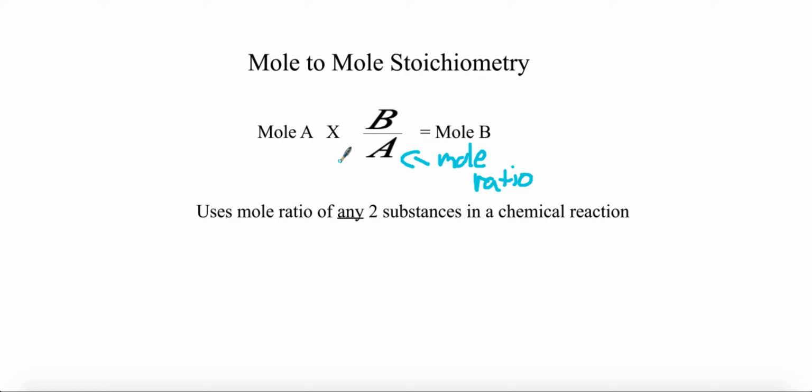So it does not have to be one reactant, one product. It could be two reactants, it could be two products, whatever. Just any two things in a reaction. As long as you have this ratio, you can relate them.